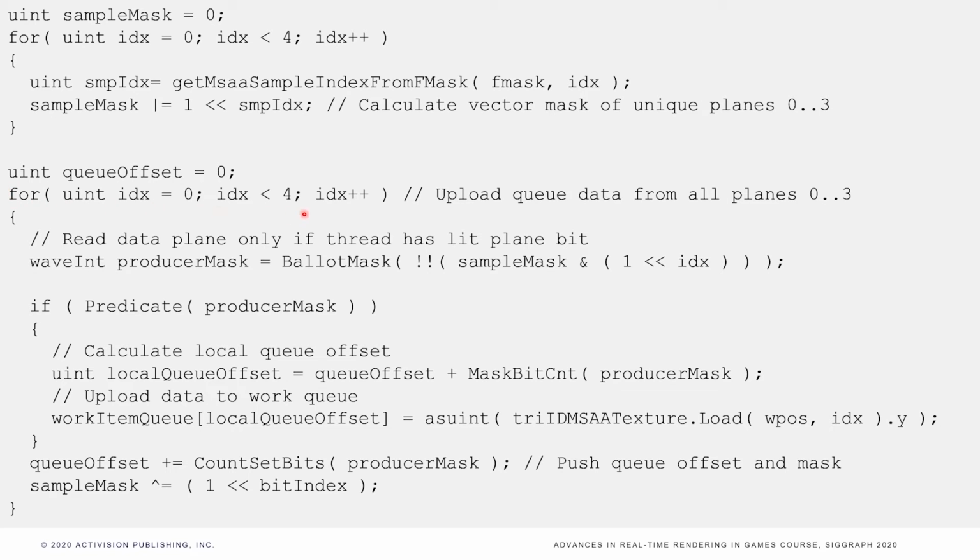So again, we iterate for all the planes, and for each lit bit from the sample mask, we're going to ballot it over all the active waves in the wavefront, producing a producer mask. This mask basically tells us which thread for the current sample plane is active. If it's active, we're going to generate a local queue offset for it by using compaction from mask bit count. And then we're going to be uploading our data to the working queue. So the work queue is an LDS queue where we basically store our data that's loaded from any kind of MSAA texture. In this particular case, we're just loading the triangle ID. Then we upload the queue, offset it, and iterate for all the planes.